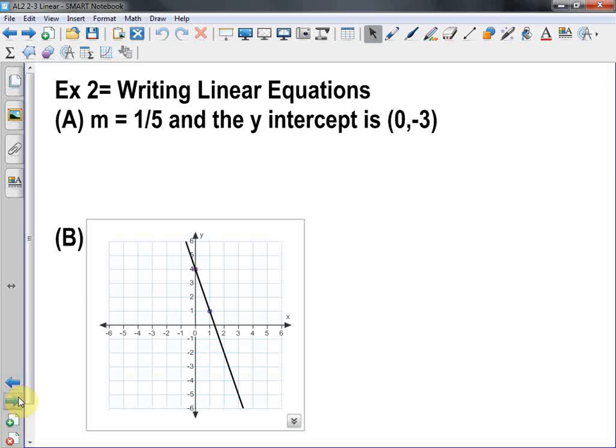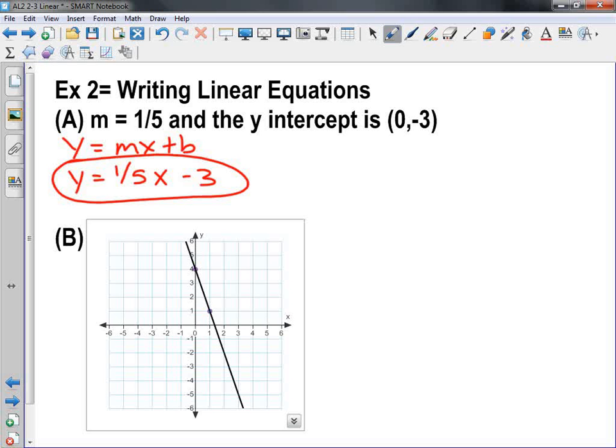Now, here we're going to write a linear equation using slope-intercept form. So you guys just told me that the formula is y equals mx plus b. What's my m value here? 1/5. What's my b value? 0, 3. No, you just want the y. Yeah, we want the y-intercept. So which one of those two numbers do I care about? -3. All right. Okay, so we got that equation here from the information they told us.